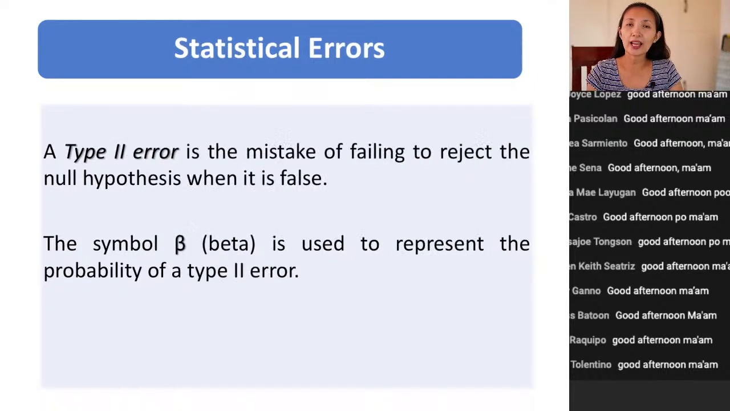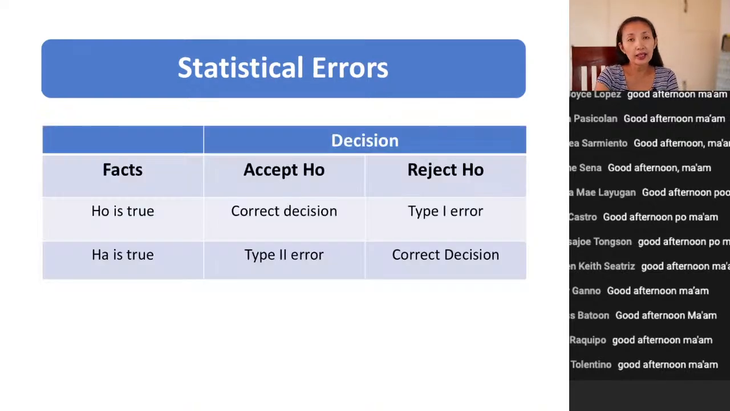Next, meron ding type 2 or beta error. It's the mistake of failing to reject the null hypothesis when it is false. Mali yung null hypothesis mo pero hindi mo na-reject. That's type 2 error. And the symbol for the probability of committing type 2 error is beta. So, alpha error and beta error.